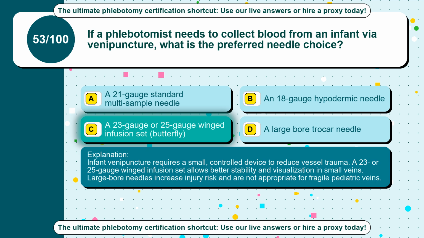Infant venipuncture requires a small, controlled device to reduce vessel trauma. A 23 or 25-gauge winged infusion set allows better stability and visualization in small veins. Large bore needles increase injury risk and are not appropriate for fragile pediatric veins.